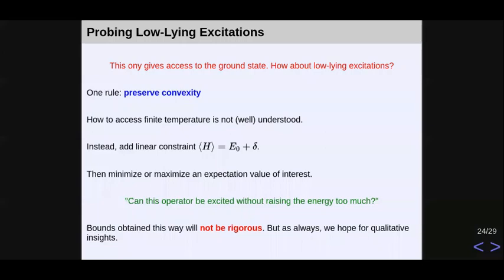Any bound obtained this way, so I'm going to minimize or maximize an expectation value, you say, oh, that's a bound. It's not really, because E naught isn't the true bound state energy. The true bound state energy is likely to be larger than E naught plus delta. What this is actually going to give is a qualitative hint as to the physics of the system, not a rigorous bound or anything like that. But sometimes, that's good enough.